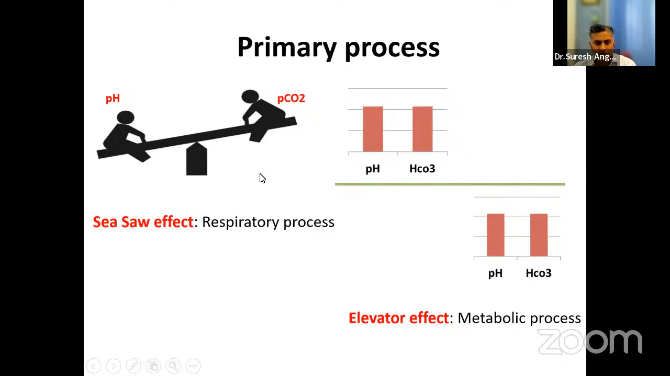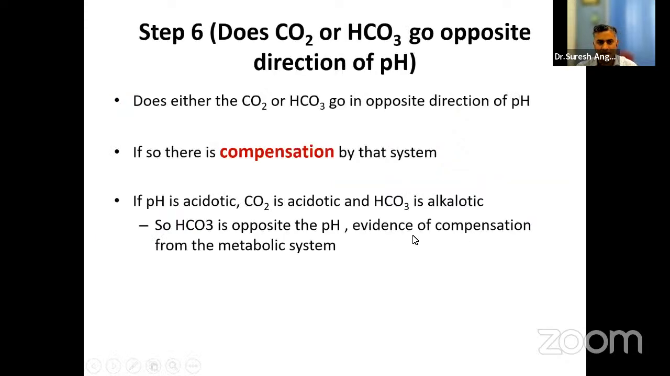In cases of respiratory process, the effect is known as seesaw effect. If there is an increase in PCO2, pH will fall, and with a decrease in PCO2, pH will rise. Okay, but in a metabolic process, the effect is the elevator effect. It means that with an increase in bicarbonate, the pH will also increase, and with a decrease in bicarbonate, pH will decrease. So just remember seesaw effect and elevator effect for respiratory and metabolic processes respectively.